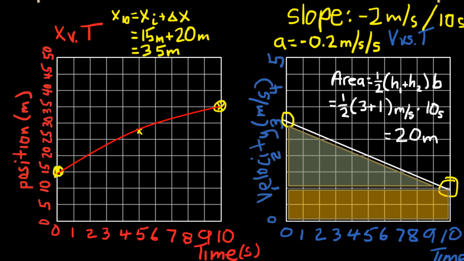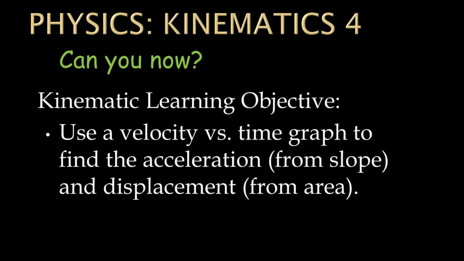So let's go ahead and wrap this up. So now, can you use a velocity versus time graph to define the acceleration from slope and a displacement from area? So for now, that's physics.